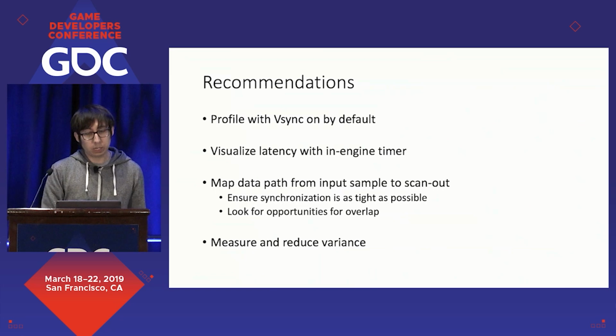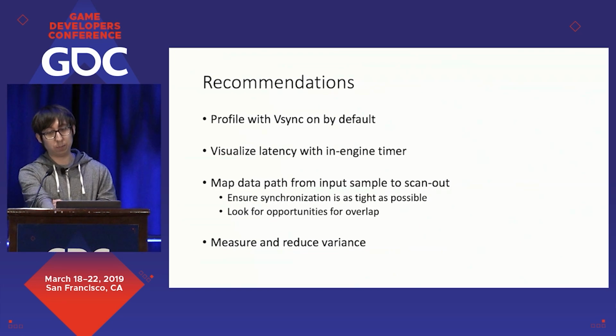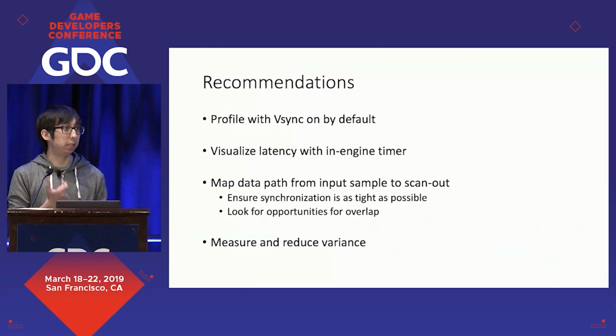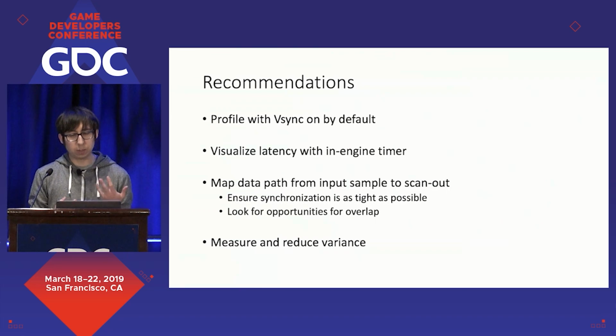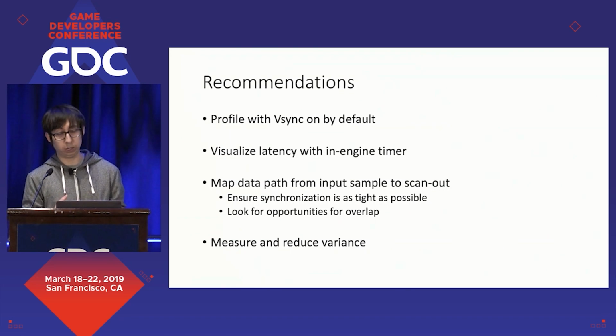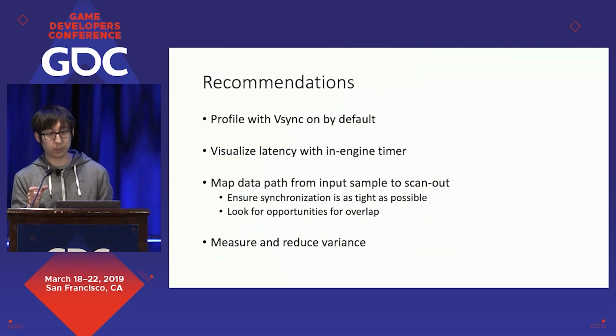Okay, so I'll finish with a couple recommendations for looking at latency and performance in general. First, I would recommend keeping vsync on by default during profiling. We have this organizational intuition that vsync should be kept off during profiling because it somehow skews the numbers. But we ship with vsync on, so I think it makes more sense to figure out why vsync is skewing your numbers and to keep it on all the time.